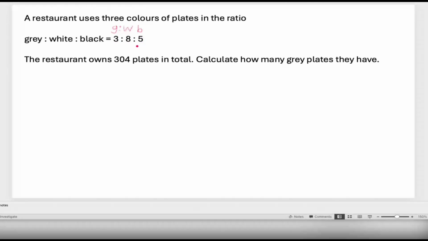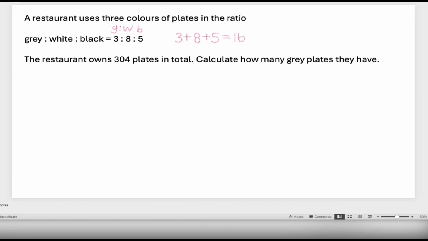So the very first thing that I always do with a ratio problem like this is I add up all the parts. So let's quickly calculate what is 3 plus 8 plus 5. Now, if you add this up, you will get an answer of 16. So that means we have 16 parts in total. So the total ratio is 16 parts.